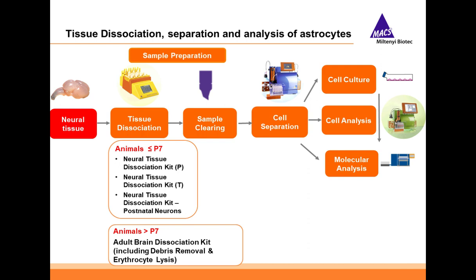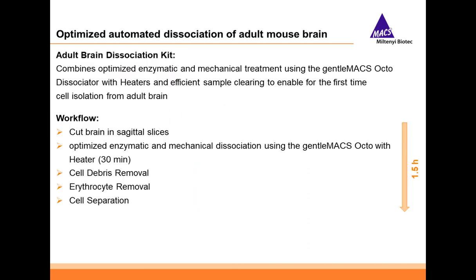How the workflow for tissue dissociation, separation, and further downstream application looks in detail depends on the age of the mice and the cell type of interest you want to separate or analyze. For animals up to P7, we have, as mentioned, the Neural Tissue Dissociation Kit PNT or the Neural Tissue Dissociation Kit Postnatal Neurons. When you work with animals older than P7, we recommend using the Adult Brain Dissociation Kit. This kit already includes the debris removal and an erythrocyte lysis that is needed for tissue derived from older mice.